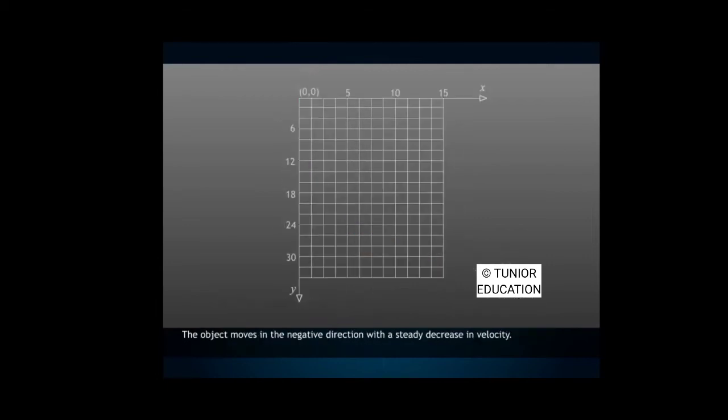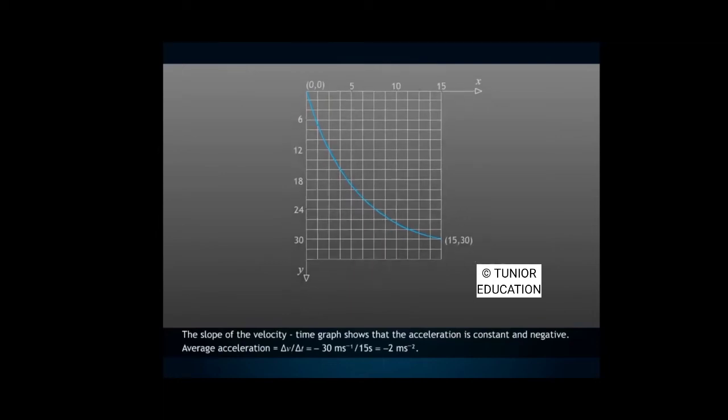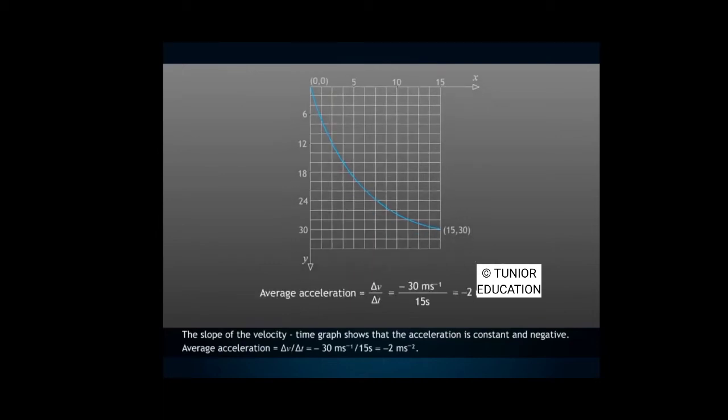The object moves in the negative direction with a steady decrease in velocity. The slope of the velocity time graph shows that the acceleration is constant and negative. Average acceleration equals delta v by delta t equals minus 30 meters per second by 15 seconds equals minus 2 meters per second square. Apart from deducing acceleration, we can use velocity time graph in finding the displacement undergone by an object.